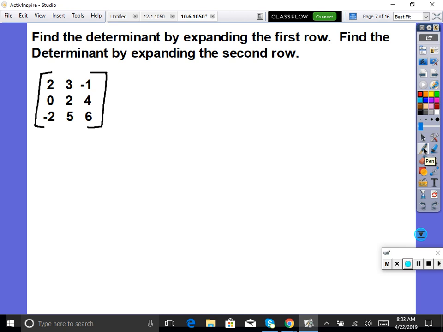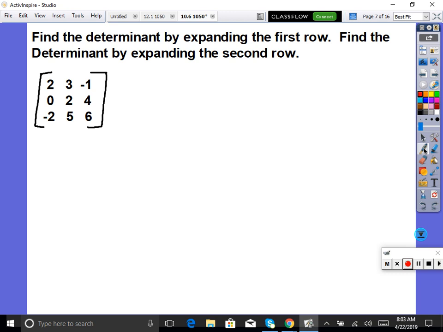It says find the determinant by expanding the first row. Then it says find the determinant by expanding the second row. No matter what you use, you really will get the same answer. So I'm asking you guys, we're not going to do both. We'll get the same answer. Which one do you want to do? First row or second row?